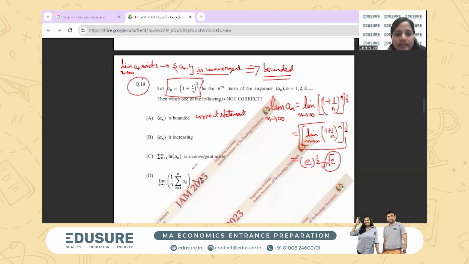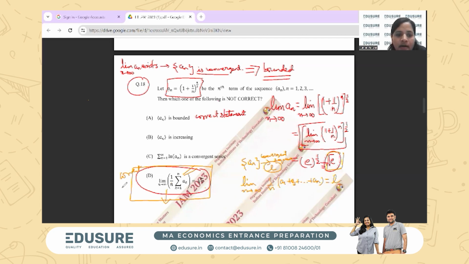Now let us look at this statement. This is a very famous rule by Cauchy, which says if a_n is a convergent sequence and the limit is l, then limit n tending to infinity of (1/n)(a_1 + a_2 + ... + a_n) goes to the same limit l. So this limit should be the same as the limit of the sequence a_n. This limit is equal to root e, which is correct. So this is a correct statement.